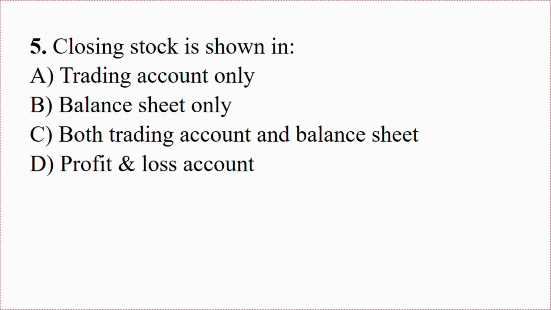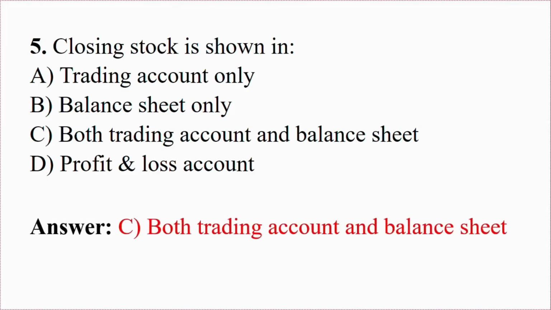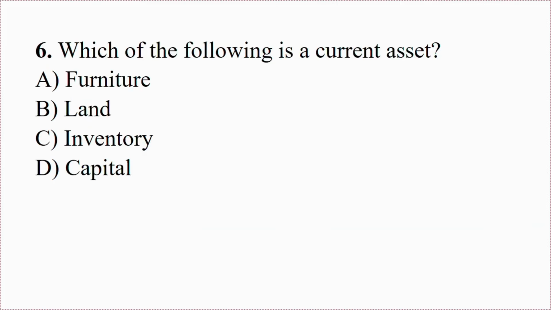MCQ 5 is that closing stock is shown in option A, trading account only. Option B, balance sheet only. Option C, both trading account and balance sheet. Option D, profit and loss account. So the correct answer is option C, that is both trading account and balance sheet.